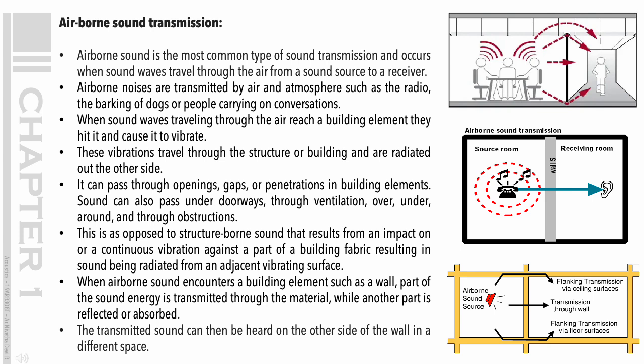These vibrations travel through the structure of the building and are radiated out the other side. It can pass through openings, gaps, or penetrations in building elements. Sound can also pass under doorways, through ventilation, over, under, around, and through obstructions. This is as opposed to structure-borne sound that results from an impact on or a continuous vibration against a part of a building fabric, resulting in sound being radiated from an adjacent vibrating surface.